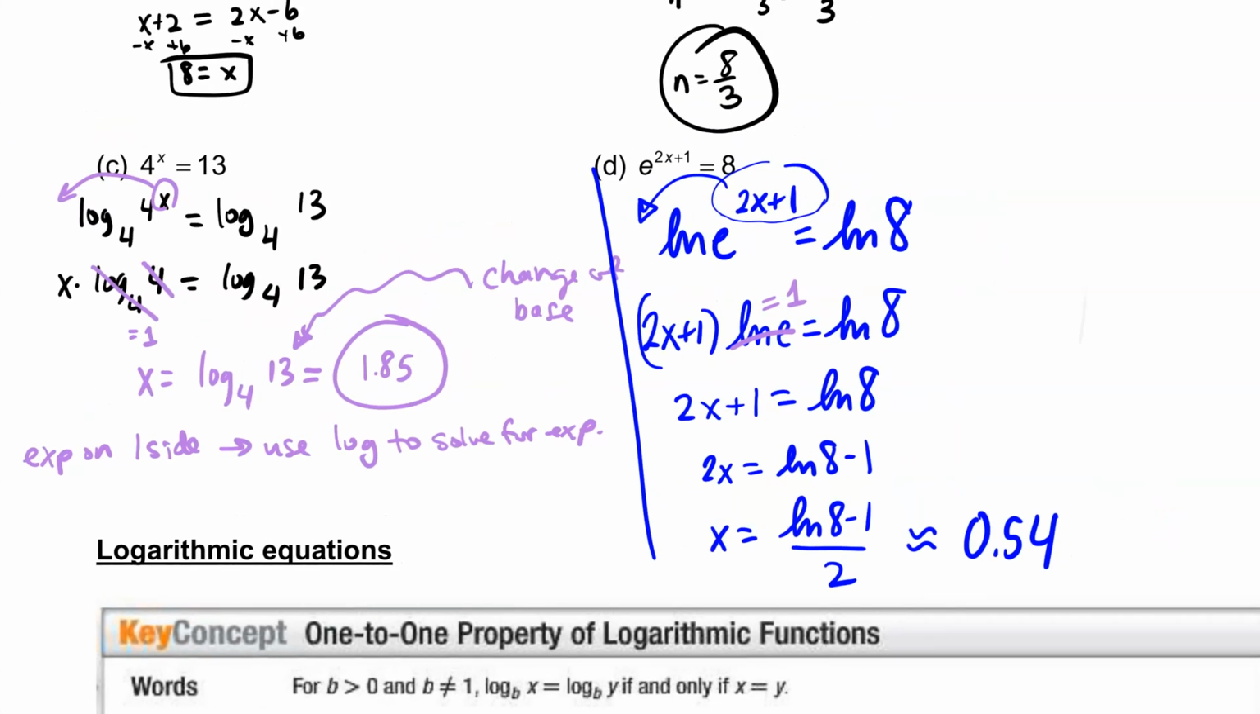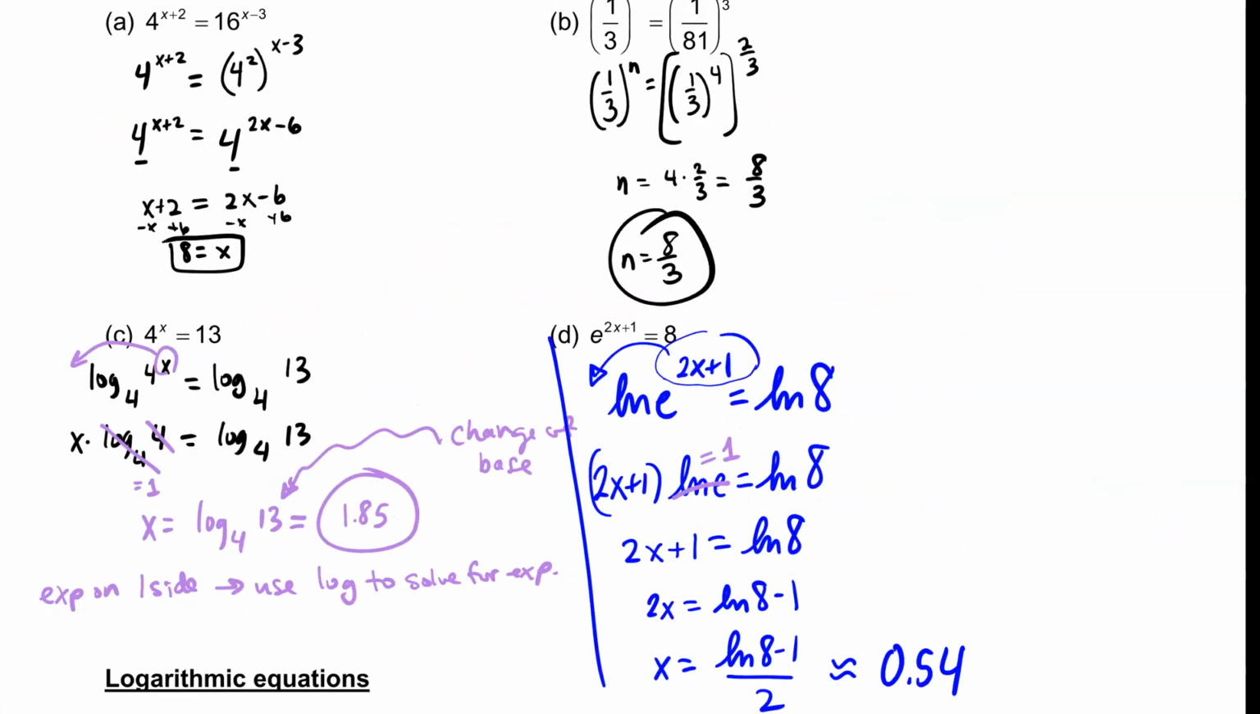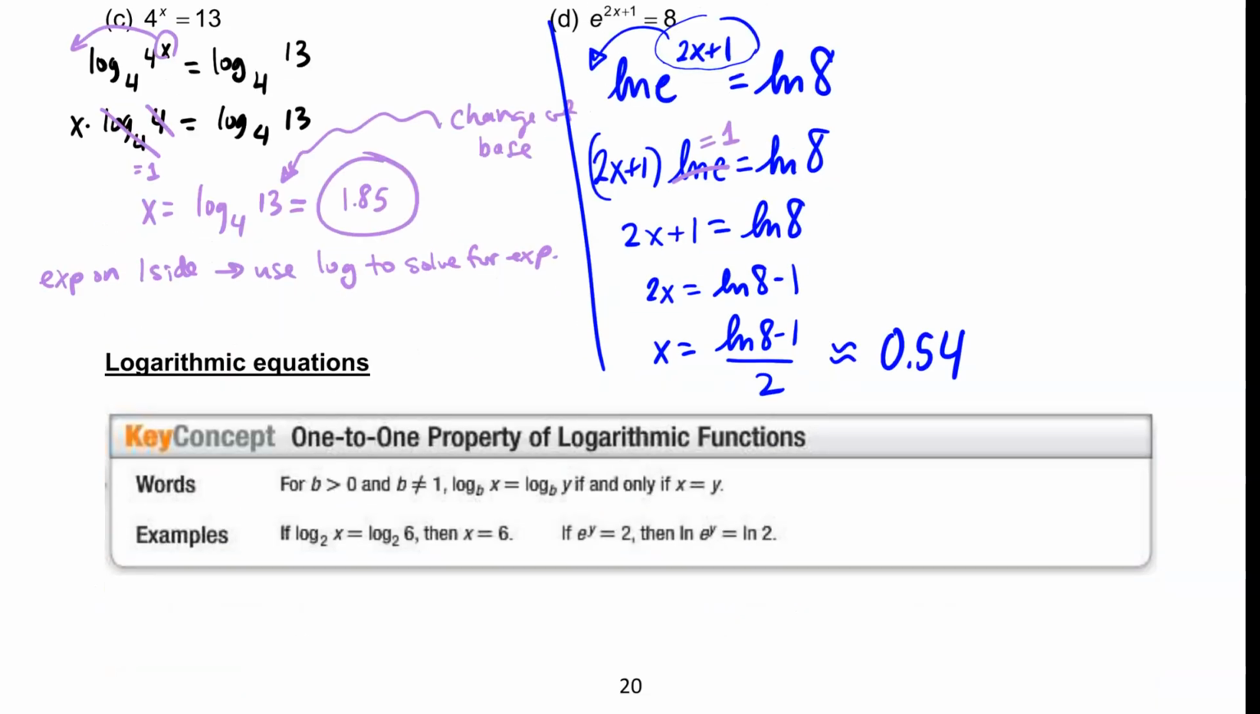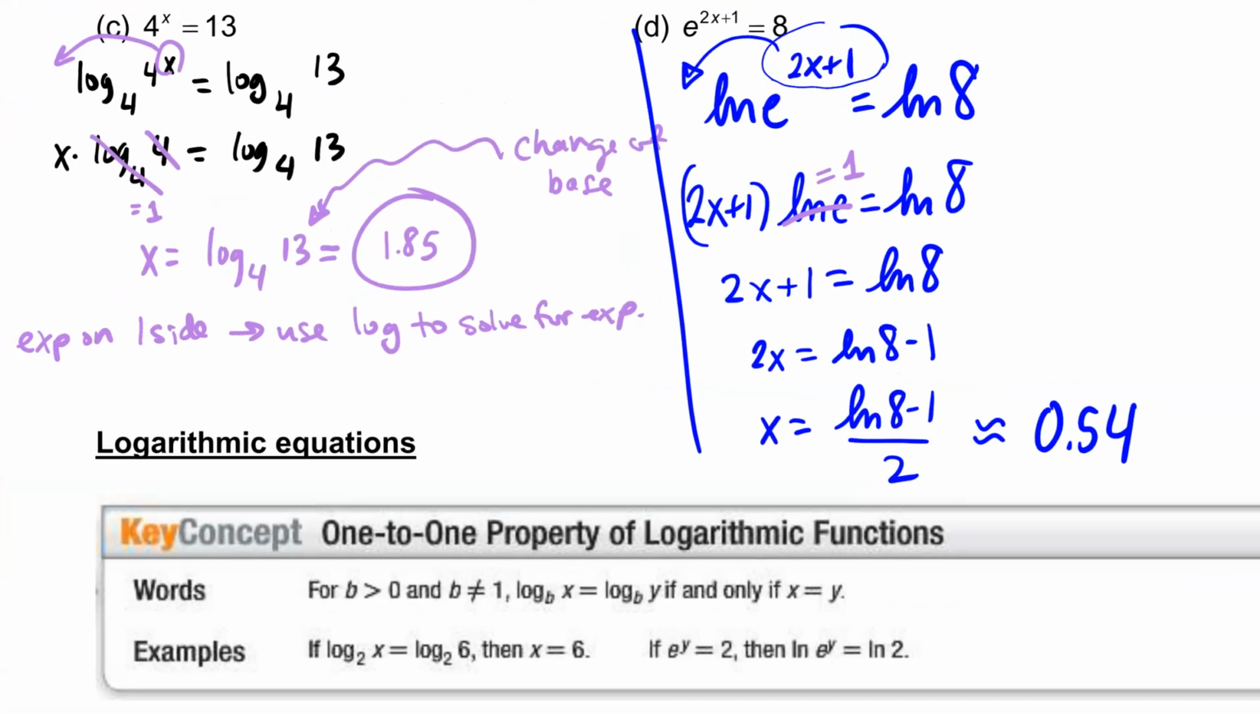So we kind of started covering, you've got to have both sides in terms of the same base. If you only have an exponential on one side, you can take log of both sides. Just ask, what's the base of your exponential? So in part C, the base of our exponential was 4, so we took log base 4 of both sides. In D, our base was e, so we took log base e of both sides. That's literally what ln is. ln is log base e.